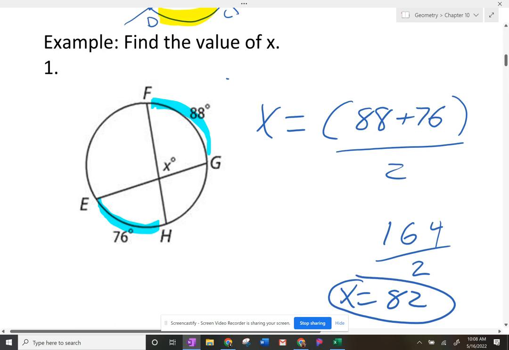Again, we're finding where the missing angle that we're looking for is at. Trying to find the arcs from that vertical angle. Add them together and then divide by 2.